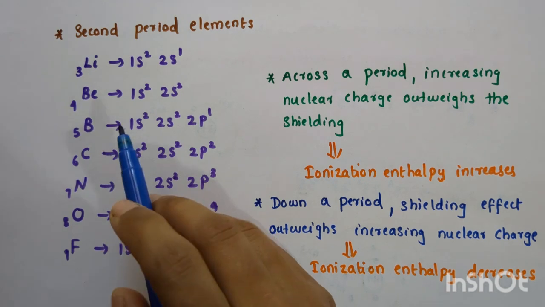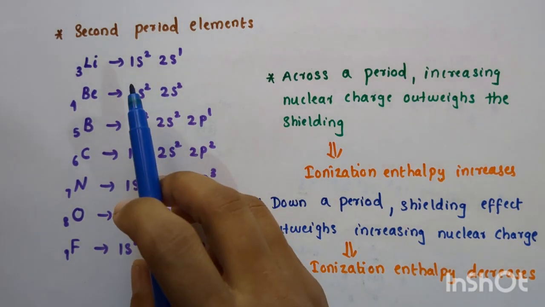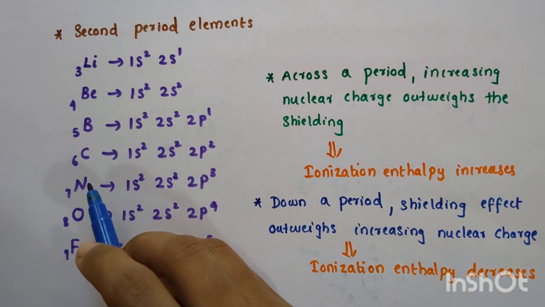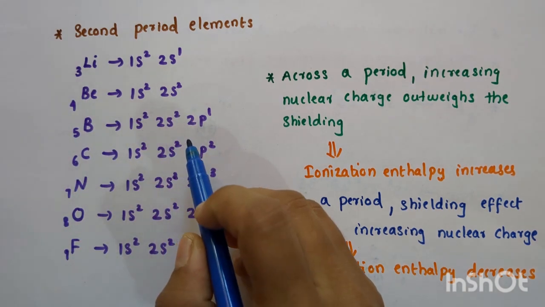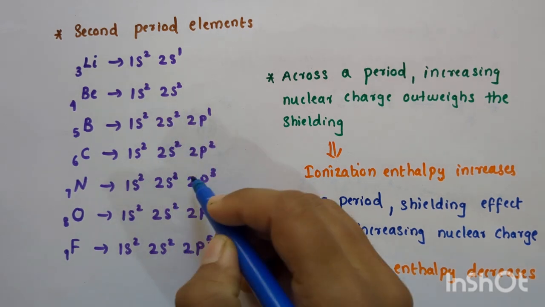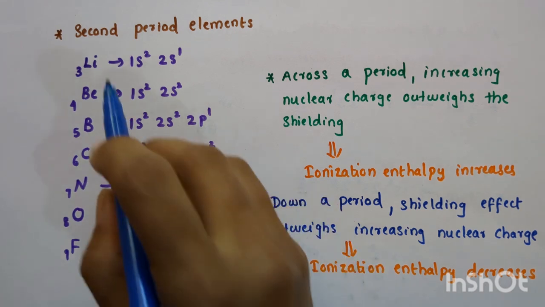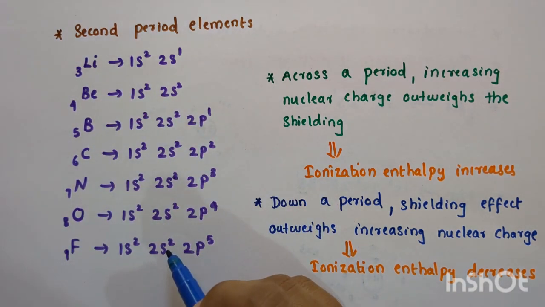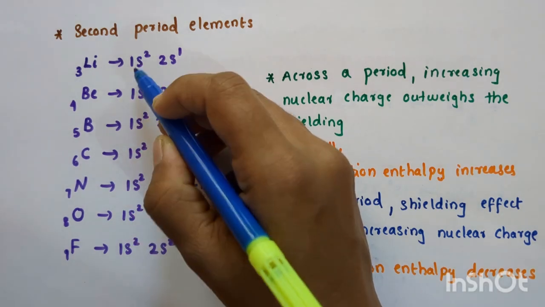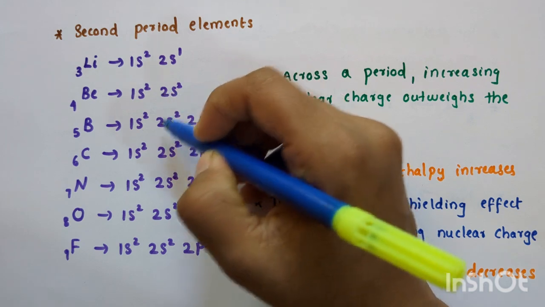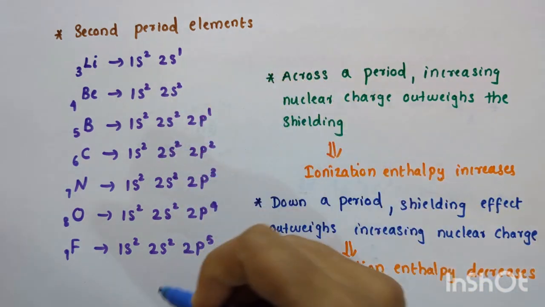Now, let us consider the second period elements from lithium to fluorine. When we move from lithium to fluorine across the second period, successive electrons are actually added to orbitals in the same principal quantum level. Here the electronic configurations of each element from lithium to fluorine are given. In every one of them we have 1s2, then 2s, and then 2p.